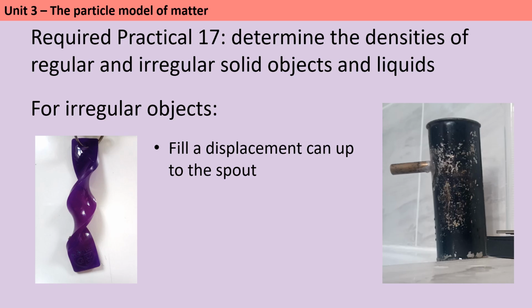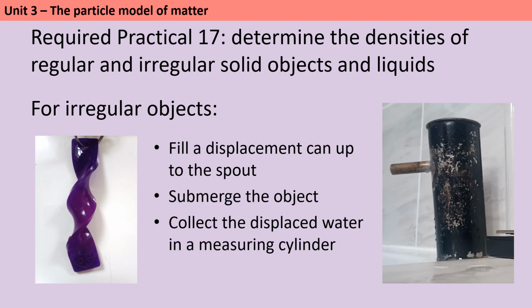You're going to fully submerge that irregular object in the displacement can, and you're going to catch all the water that comes out of the spout in a measuring cylinder. Now the reason that this is going to work is that the volume of water that is displaced will be equal to the volume of the object. So you now have the volume of that object, and you can put that together with a mass that you've measured using a balance to calculate the density of the irregular object.